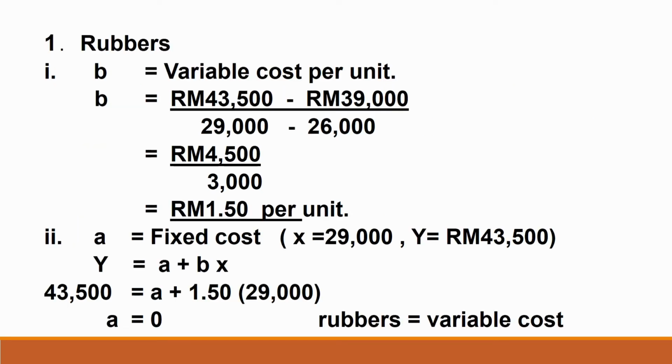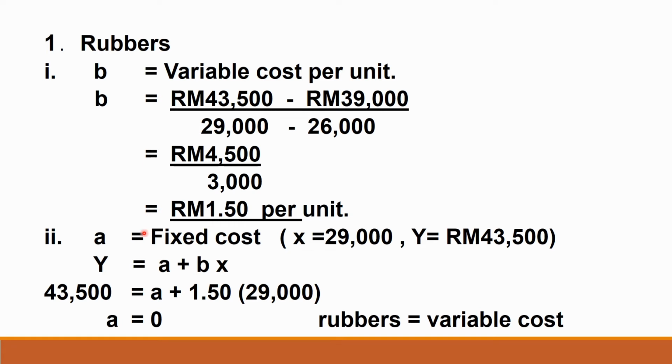Okay, this is the first step. You have to calculate variable cost per unit. So given in the question, this is the highest cost less the lowest cost divided by the highest unit less the lowest unit. So you get the answer for variable cost per unit: RM 1.50 per unit.